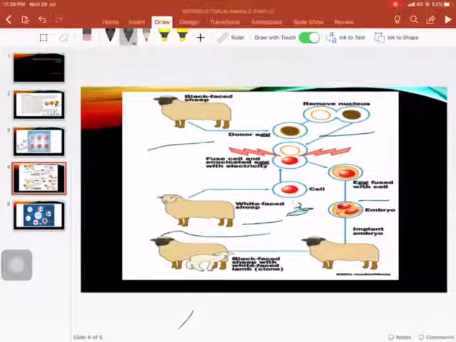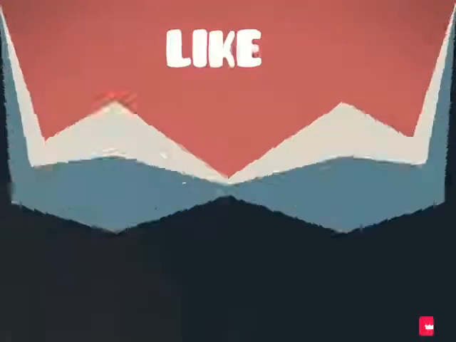Dolly was healthy. It was born on 5th July 1996, and it died on 14th February 2003 due to some pulmonary disease. Fine. So, this is called cloning.